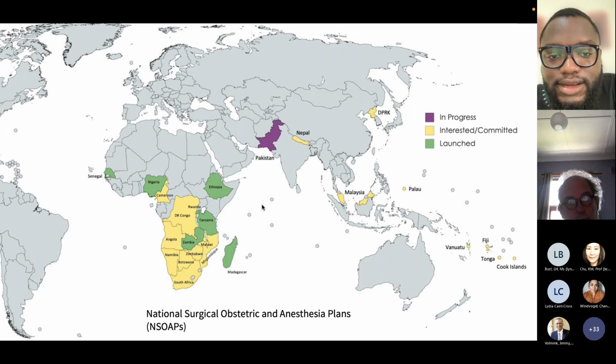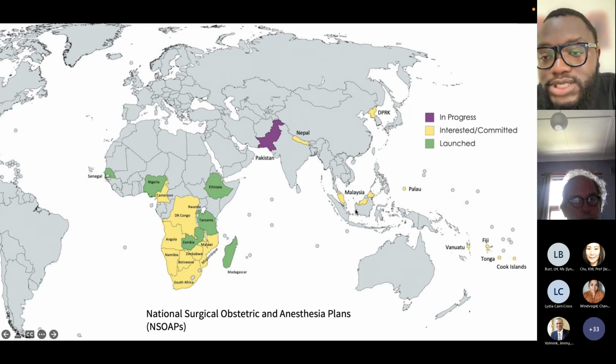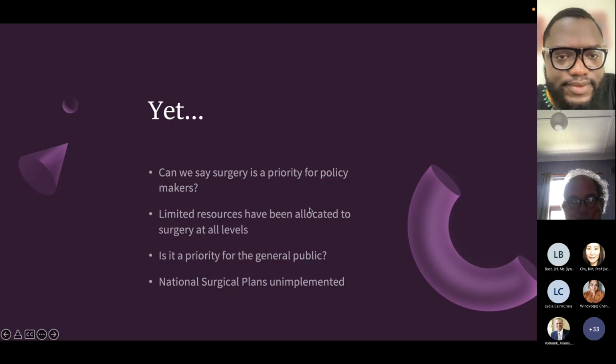decide what priorities should be addressed from a workforce perspective, how many surgeons need to be trained, the infrastructure that needs to be rehabilitated. So they look at all these comprehensive, holistic aspects, and quite a number of countries have developed these policies in Africa and Southeast Asia.